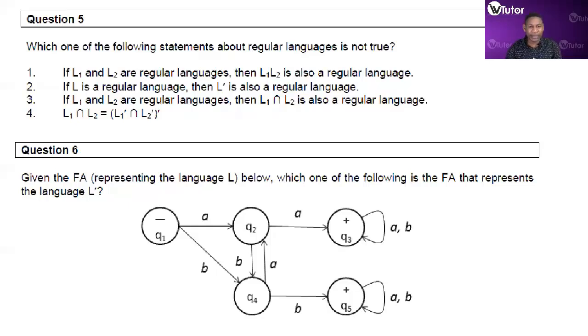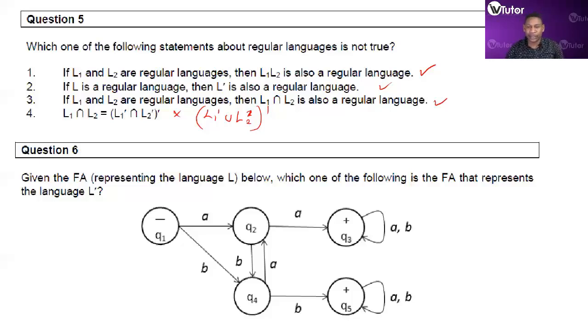It says, which one of the following statements about regular languages is not true? They say if L1 and L2 are regular languages, then L1 L2 is also a regular language. That is true. If L is a regular language, then L complement is also a regular language. True. If L1 and L2 are regular languages, then L1 intersection L2 is also a regular language. True. L1 intersection L2 is equivalent to L1 complement intersection L2 complement, and the complement of that. So this is false, because the actual one is L1 complement union L2 complement, complemented, like that. So that is how that goes down.